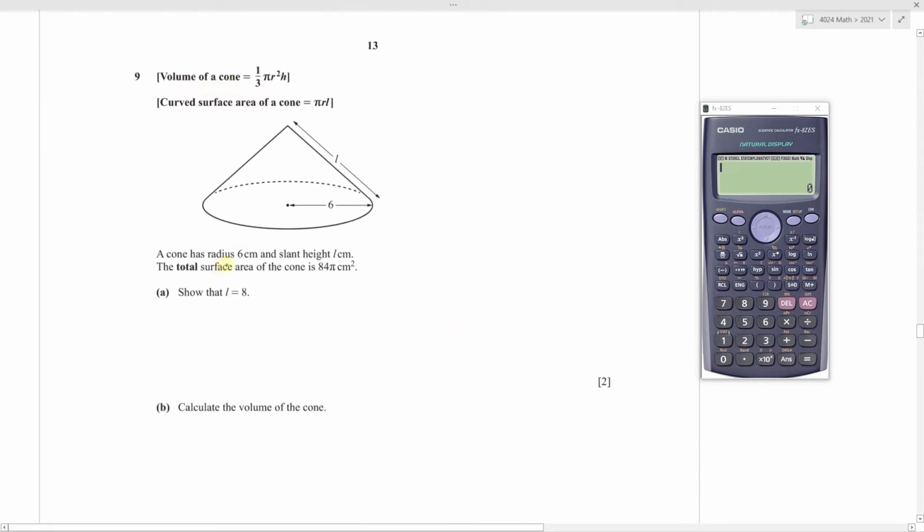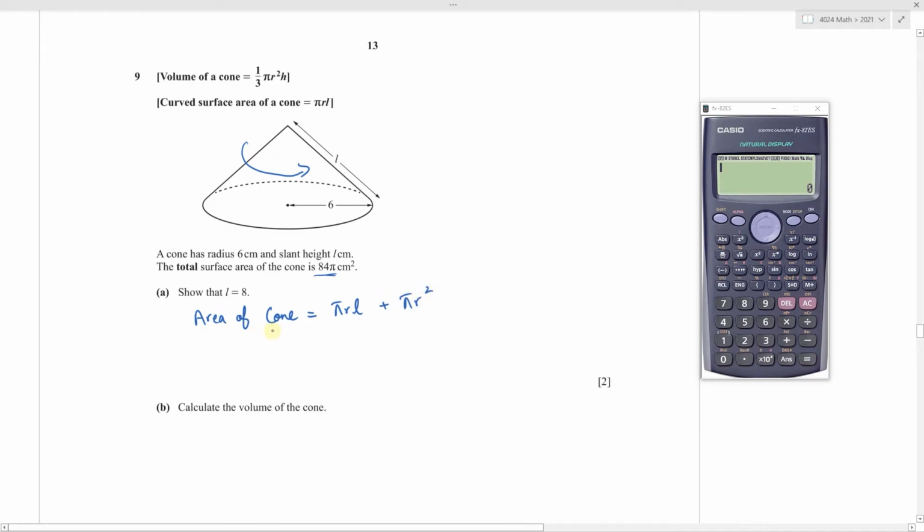Question number 9, you're given a cone, radius 6 centimeter, slant height L centimeter, total surface area is 84 pi centimeter square. Show that L equals 8. So we will use the area to show that L equals 8. You're given area of cone will be equal to pi RL, which is the curved surface area, plus you have to add the area of the bottom base of the cone, which is a circle of radius 6. So the area of that circle will be pi r square.